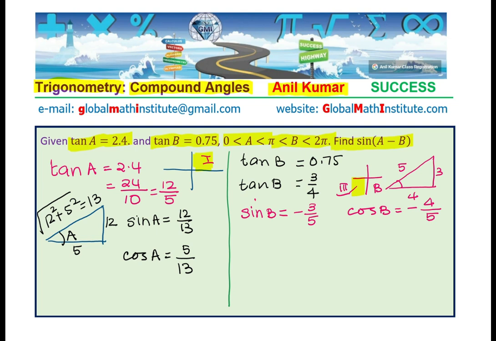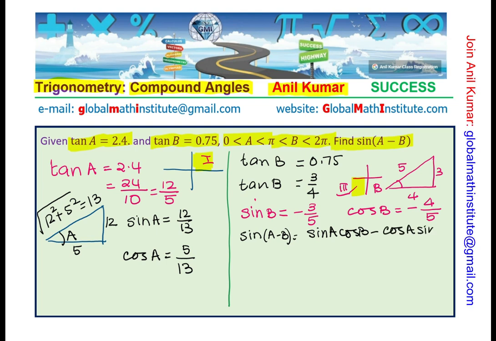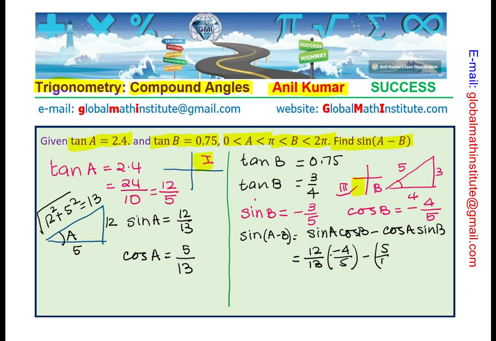Now you need to find sine (A minus B). Apply the formula: sine A cos B minus cos A sine B. Substitute the values. Sine A is 12 over 13, cos B is negative 4 over 5, minus cos A, which is 5 over 13, times sine B, which is negative 3 over 5.